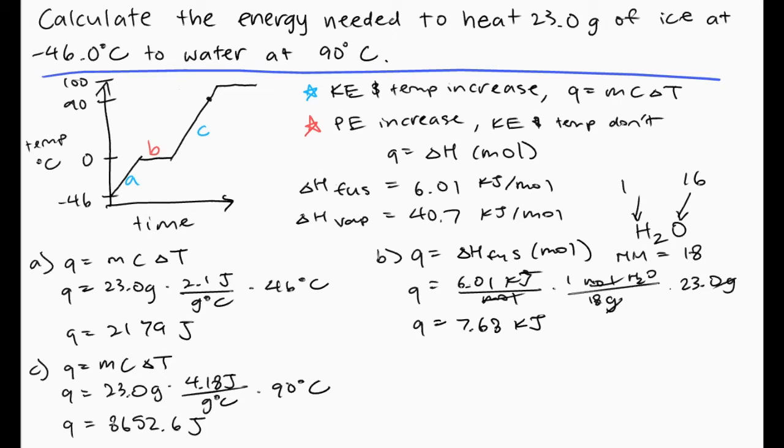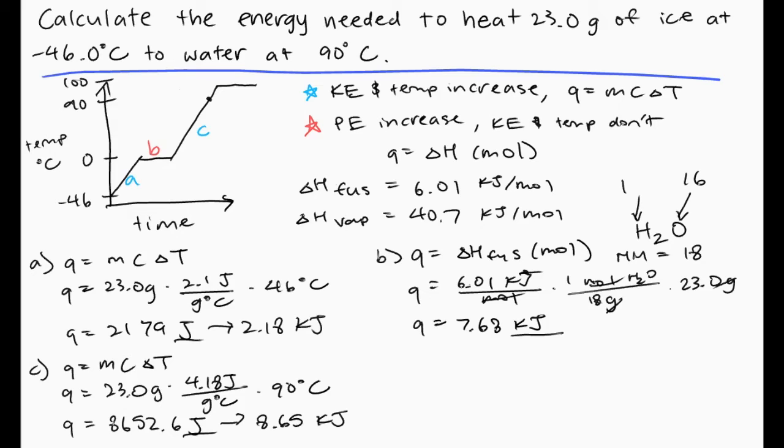So we want to add all of these up to get the total energy needed. But notice that part B is in kilojoules and these two are in joules. So we could either convert B into joules or the other joules into kilojoules. And I think the latter is a better idea because they are already pretty big numbers. So this would become 2.18 kilojoules, and this will become 8.65 kilojoules since there are 1000 joules in a kilojoule.